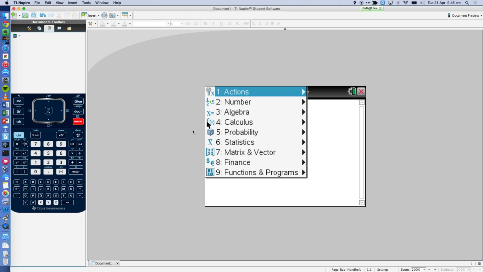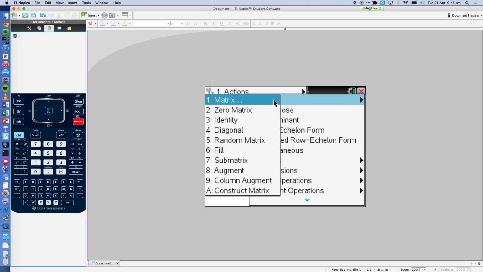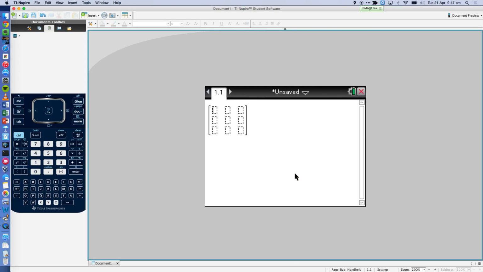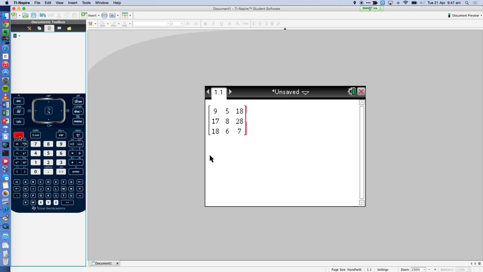Remember, what we need to do is put into a matrix. So we're going to create a matrix here. We've got 3 rows and 3 columns. And our numbers here are 9, 5, 18, and I'm just reading straight across from the exam here, 17, 8, 28, 18, 6, and 7. And remember, we go outside that, and then we want to store, control, store, and choose a variable. So this is students and stress. I'm going to choose S because it's all about stress. Enter. So now S is stored within that.